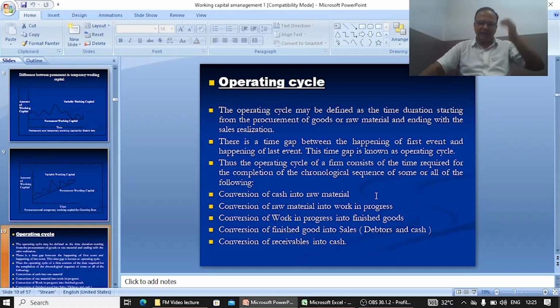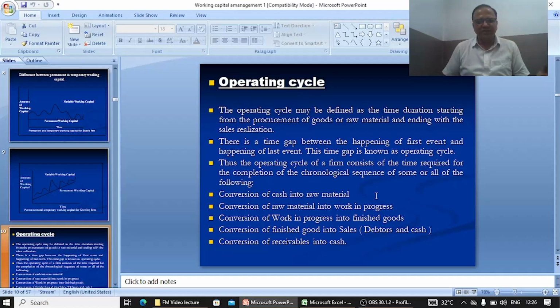Again, I am reading other points. Next, there is a time gap between the happening of the first event and the happening of the last event. It means suppose an organization purchases raw material on 1st April and converts it into finished goods.